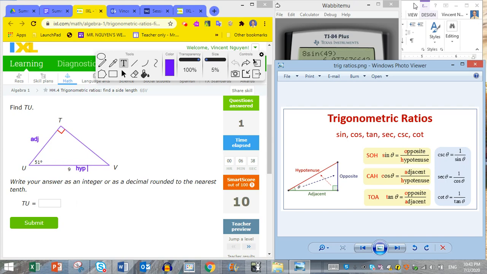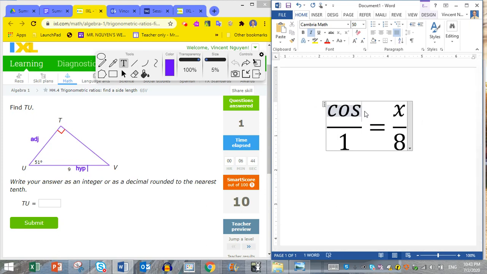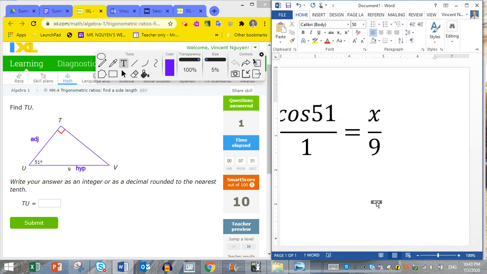So over here, I would put cosine of the angle, right? Cosine of the angle 51, 51 over 1. And then on the other side, it's going to be adjacent, which is x, because I don't know what that is, and then over hypotenuse, which is 9. Okay? So, and then again, we're going to do cross multiplication here.